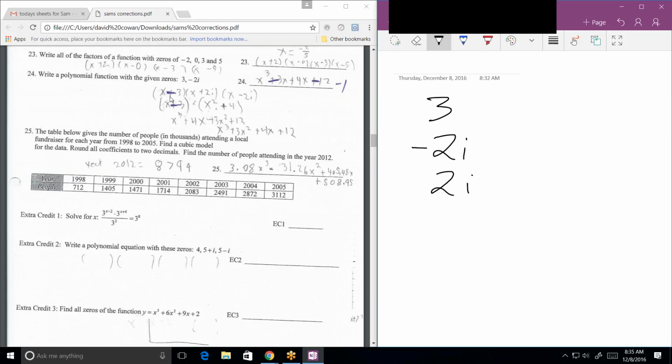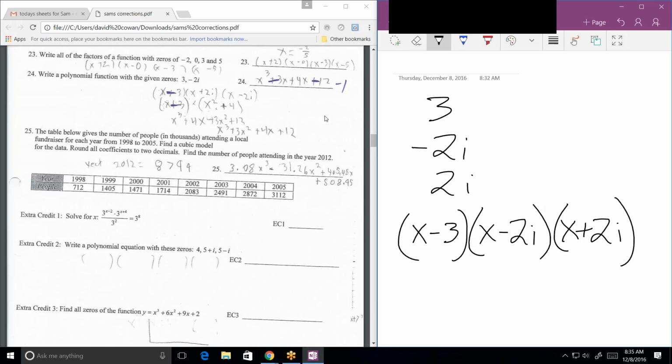You wrote x plus 3, but if 3 is a zero, x plus 3 is not the linear factor. It's x minus 3. It's always x minus your zero. So that's one factor. And then the plus or minus 2i. Right. X minus 2i is another factor, and x plus 2i is another factor. Now, what you do from here is multiply that by that, take your answer, multiply it by that, and you have your third degree polynomial.